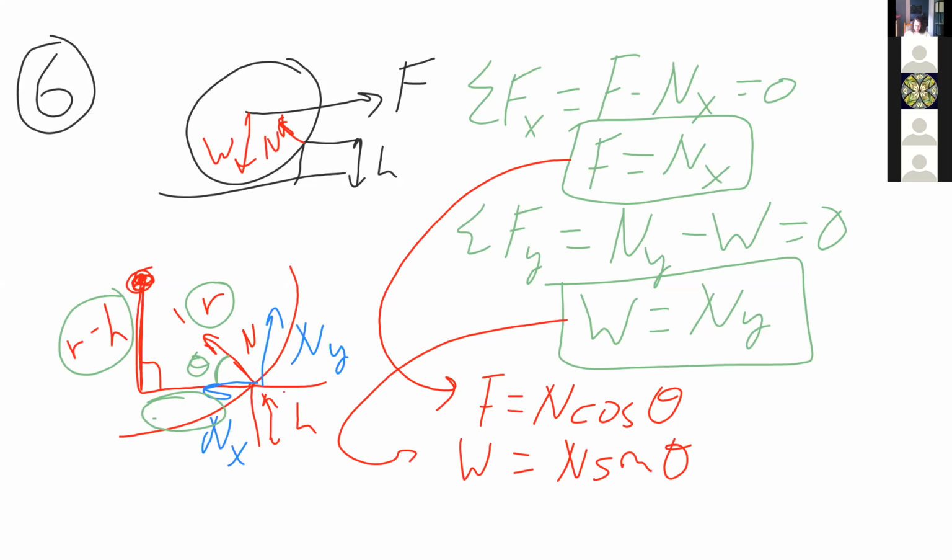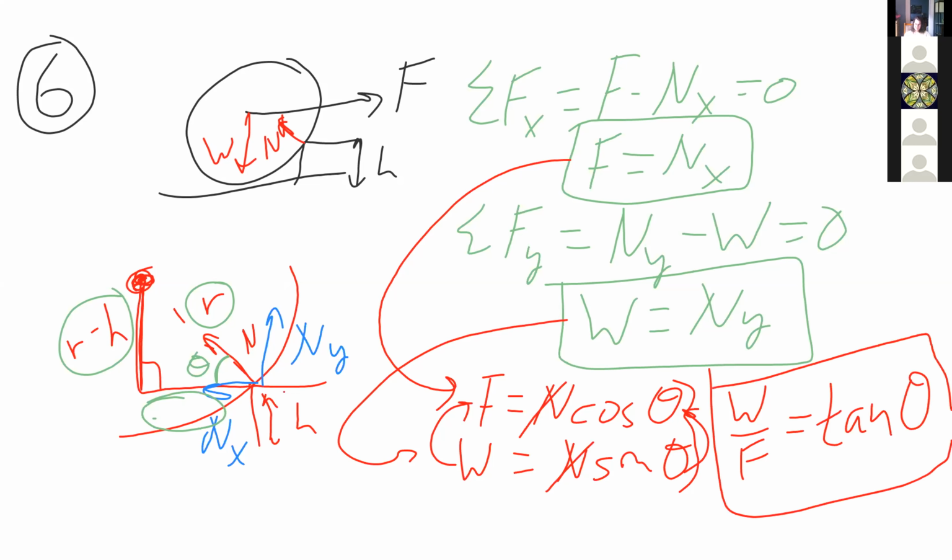I wish I had written them in a different order. But if I do that division, then what do I get? Dividing the bottom one by the top one, I end up with W over F on the left side, because it's W divided by F. And on the right side, my n's cancel, and I have sine over cosine, which is tangent of theta. So I've done a little bit of elbow grease to at least eliminate the normal force. And now I have a relationship between the applied force that I'm looking for, the weight which I'm given in the problem, and the geometry of the wheel itself in that tangent of theta.